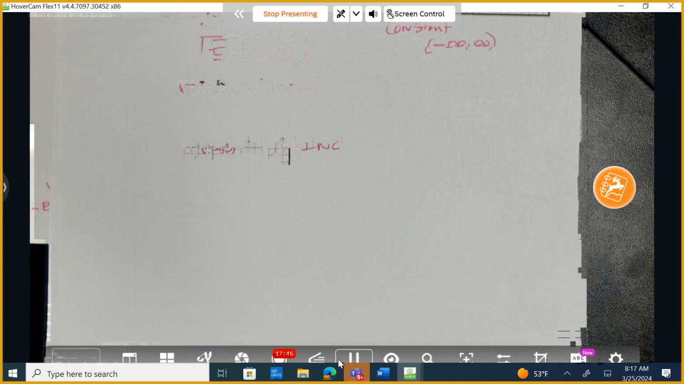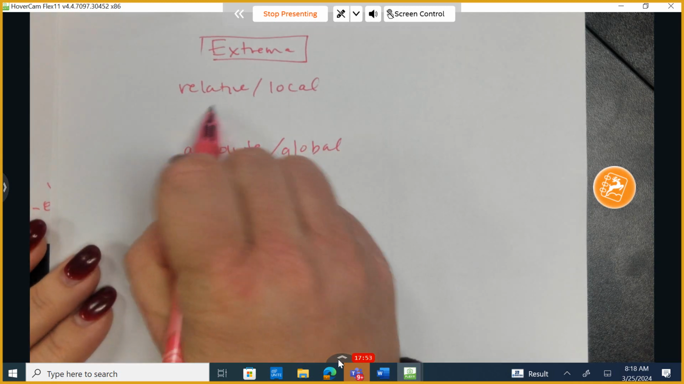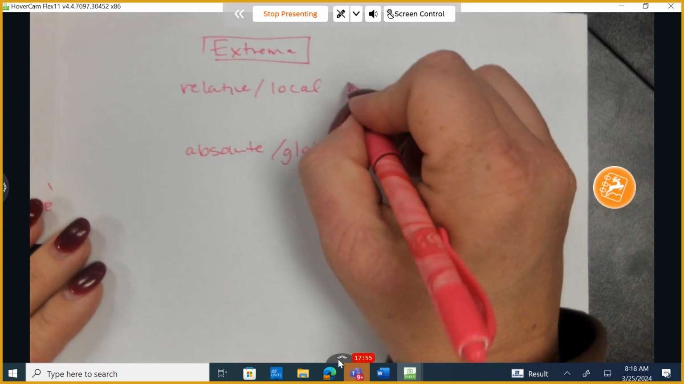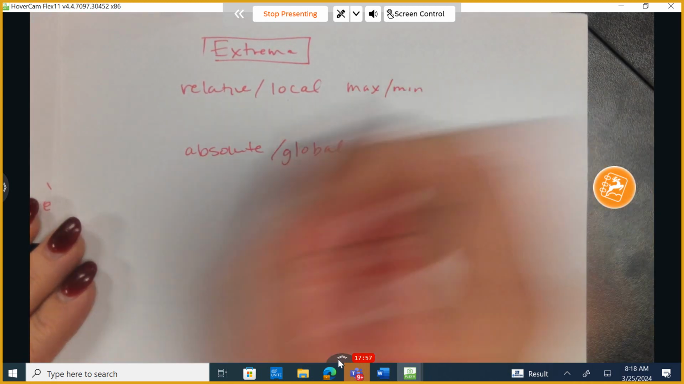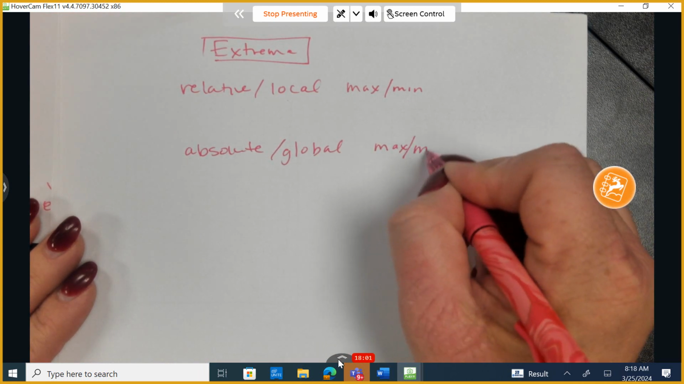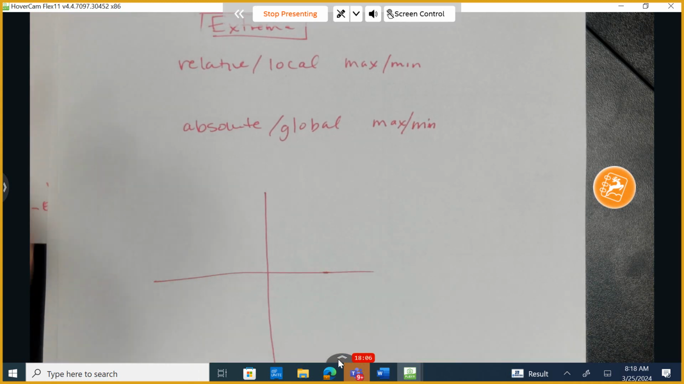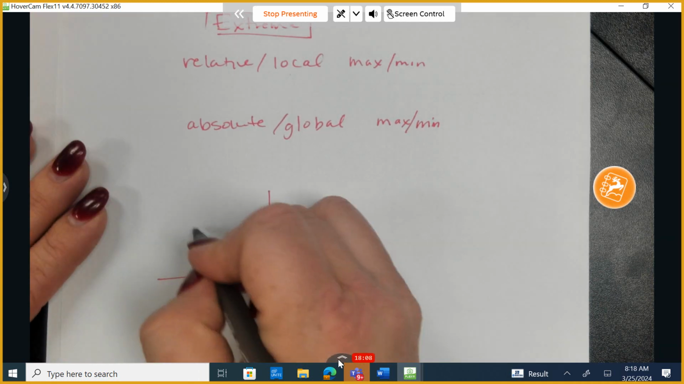Right, so in the next part, we are going to look at a graph. The graph's already going to be provided to us, and we want to identify what are the relative or local points. That's both your maximums and your minimums. And what are the absolute or global points? Again, that's going to be your maximum or minimums. So let me just give you a really simple graph here that you can look at. Very, very, very simple.